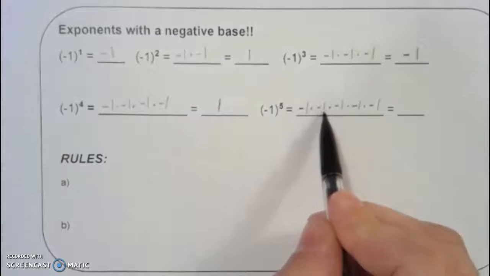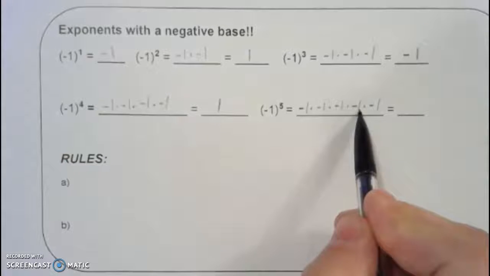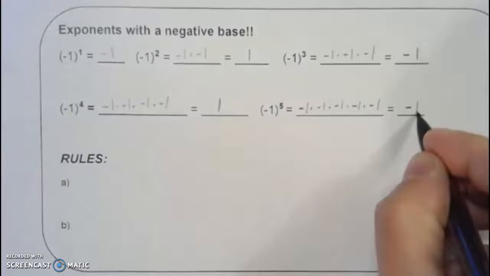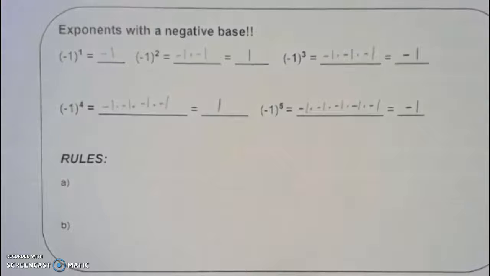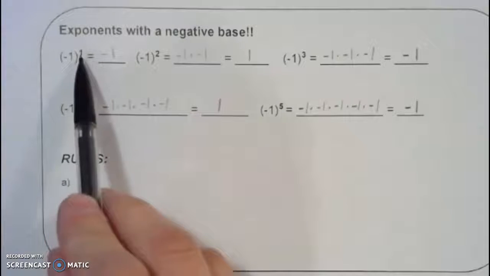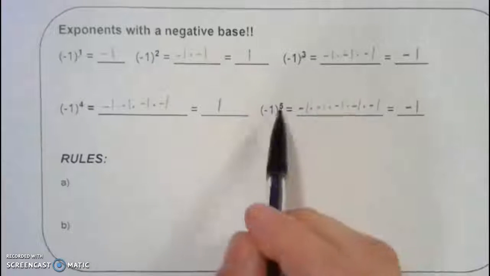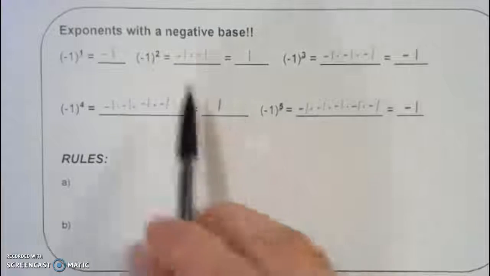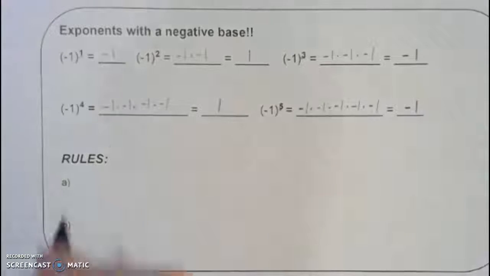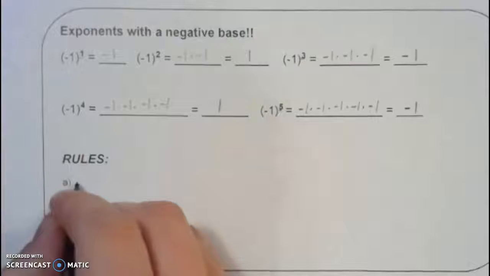Negative 1 to the 4th power gave us a positive 1, so this is 1 times negative 1, which is negative 1. And so hopefully you can see a little pattern that we have going on here. If you notice, if I had a negative base raised to an exponent that was an odd number, 1, 3, or 5, my answer turned out to be a negative number. And so that's the first thing that we're going to write down for our rules.